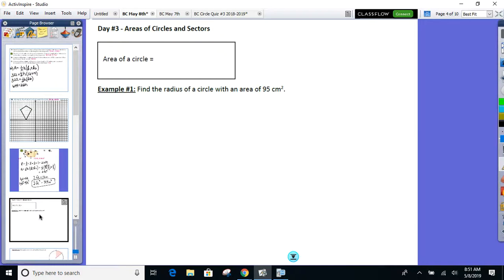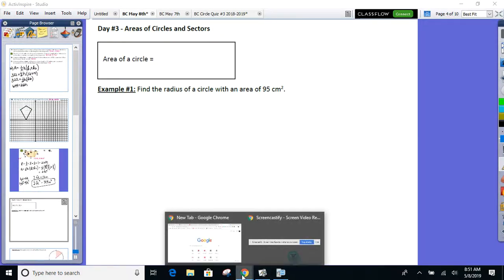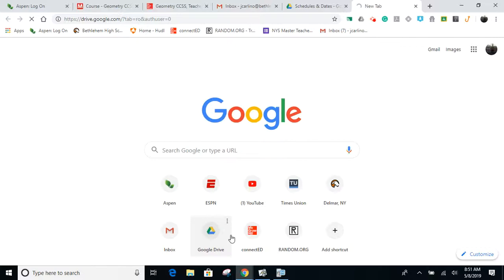Time to focus on the old circle. Area of a circle. I gave that to you on Monday. Little refresh here. I know I didn't hear 2 pi r.